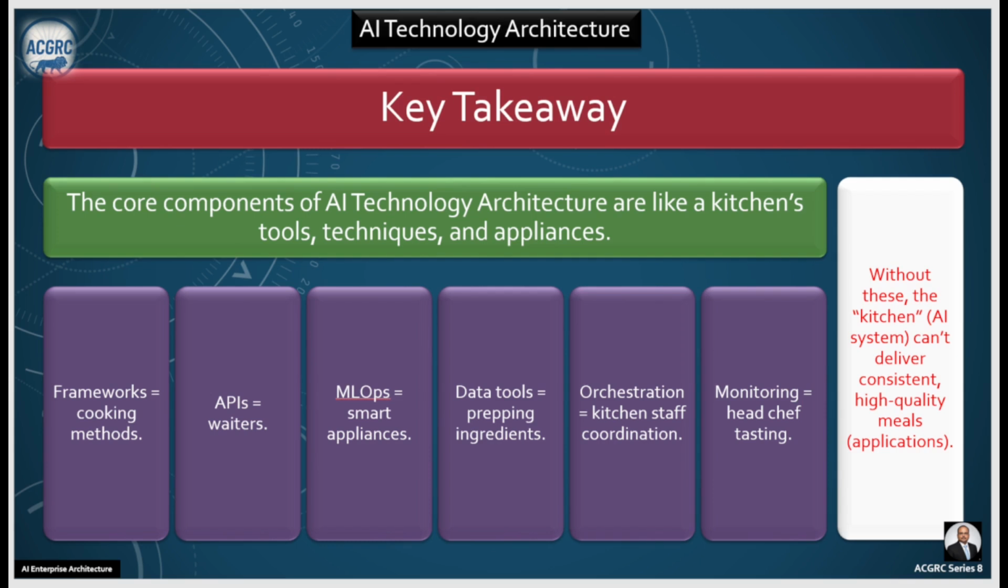Key takeaways. The core components of AI technology architecture are like kitchen tools, techniques, and appliances. The frameworks are your cooking methods. The APIs are your waiters. The MLOps are your smart appliances. Your data tools are your prepping ingredients. Your orchestration is the kitchen staff's coordination. Monitoring is the head chef tasting each dish that goes out of the kitchen. Without the kitchen, the AI systems can't deliver consistent, high-quality meals, or applications in our case.